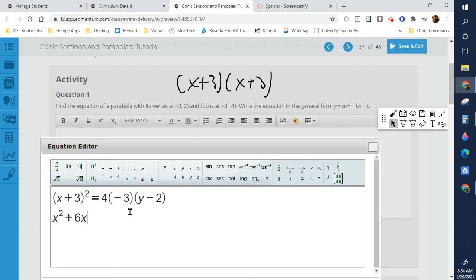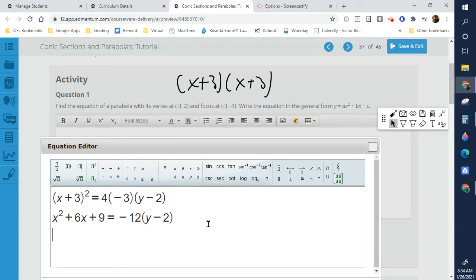After practicing this for a bit, sometimes you just kind of get used to it. I've been doing this for years, so it does get easier if you just practice it a lot. All right, so we have this. Now let me distribute everything. Or in this case, I want to solve for y. So instead of distributing, I'm going to divide everything by -12.